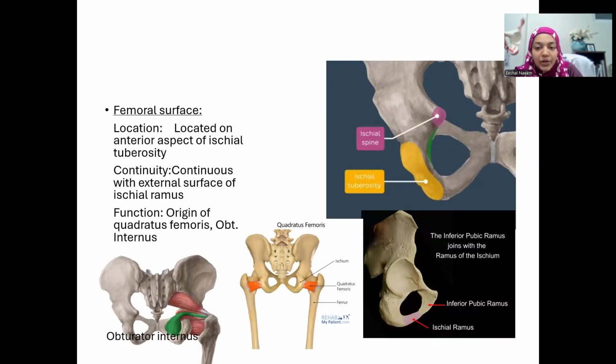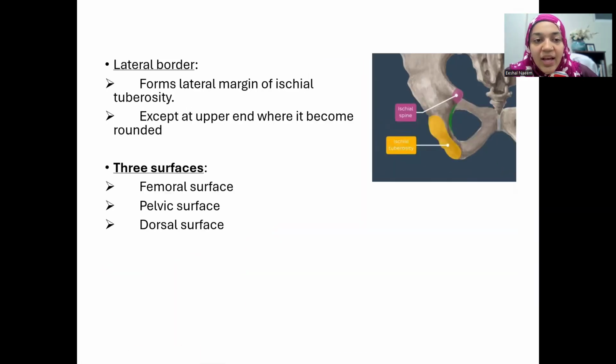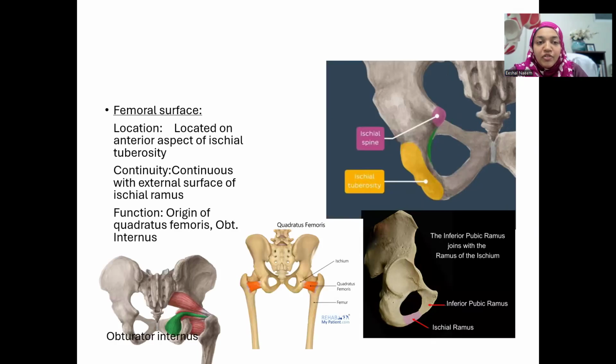Moving on, what is important to know here is that we have three surfaces. We have the femoral surface, pelvic surface, and dorsal surface. So basically, this is the ischium, right? So we have a pelvic surface. This inner area is the pelvic surface. And then there's a dorsal surface and a femoral surface. So this is the femoral area and this is the dorsal surface, right? So the femoral surface is very important.